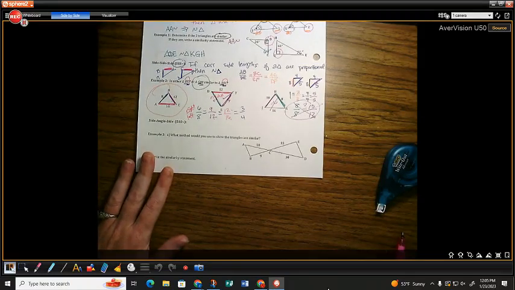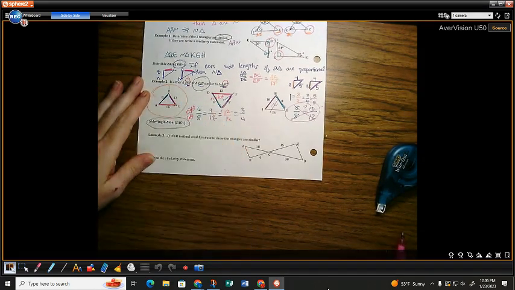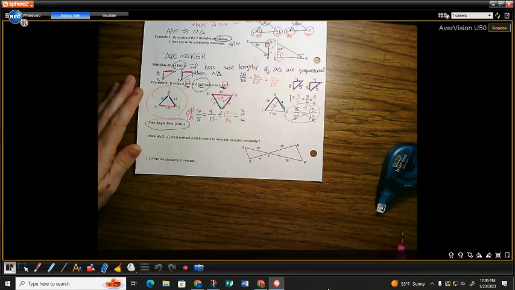But wait, there's more. No, not side angle. That one's still bad. Angle side. We can't do angle side. But I can do side angle side similarity. You want to know this one for your proof.